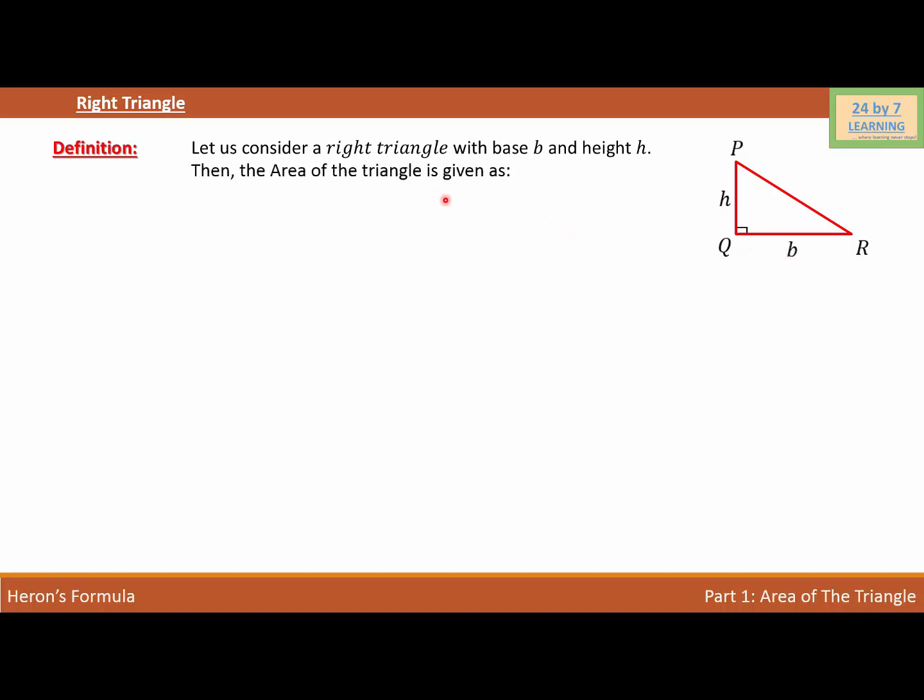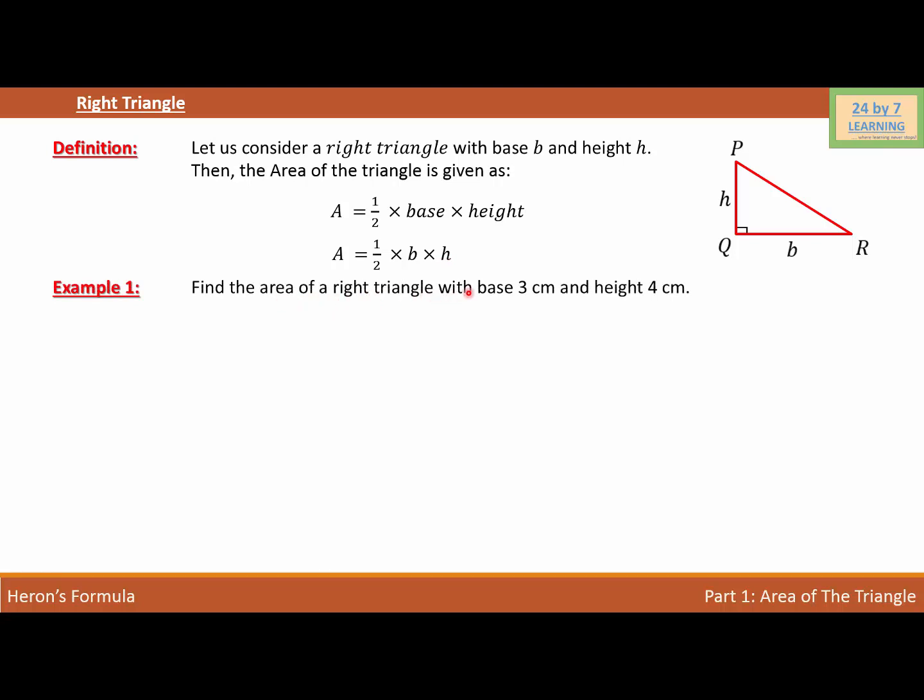Then the area of the right triangle is given as A equals 1 over 2 times base times height. So let's substitute base and height, and if we do that, the area of the right triangle is A equals 1 over 2 times b times h. Now let's consider an example to use this formula. My example is: find the area of the right triangle with base 3 cm and height 4 cm.